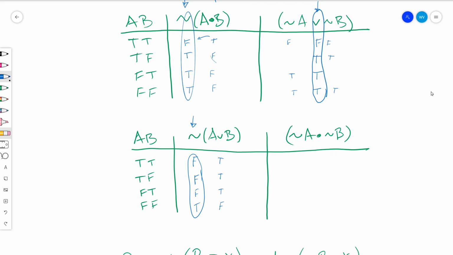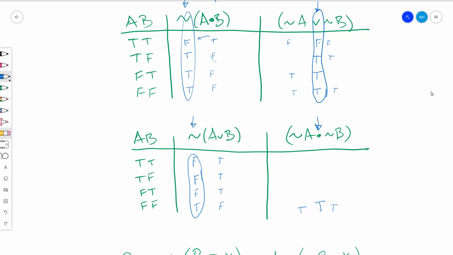All right. Over here, our main operator is a conjunction. Conjunctions are false when both conjuncts are false. They're also false when there's at least one false conjunct. So they're only true when both conjuncts are true. Now, where is that going to be? Well, that's going to be on the fourth line, right? When A is false, that makes not A true. And when B is false, that makes not B true. So TT in a conjunction gives us a true conjunction.